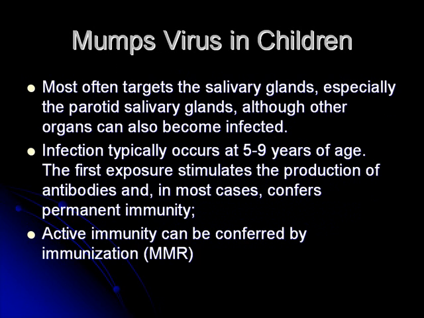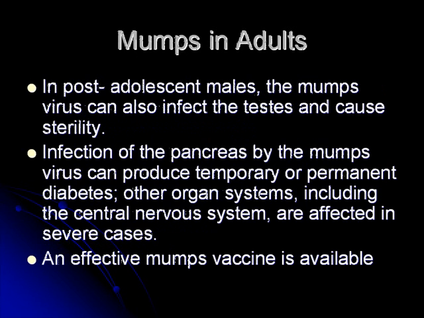A disease condition that can affect at least one of the secretory glands is referred to as mumps. It most often targets the salivary glands, especially the parotid salivary gland. It can also affect the other glands as well. Infections typically occur at 5 to 9 years of age. The first exposure stimulates the production of antibodies and in most cases confers permanent immunity. Active immunity can be conferred by immunizations, commonly referred to as MMR, which stands for measles, mumps, and rubella.